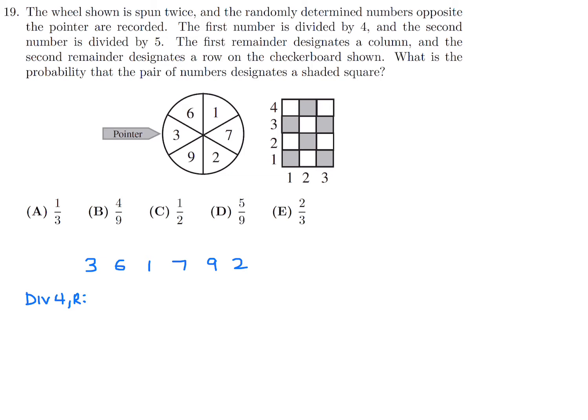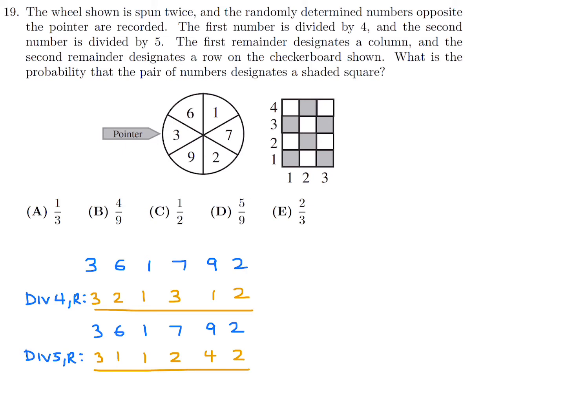All right. Well, what are the remainders when you divide by 4? Well, this remainder is 3. This is 2. This is 1, 3, 1, and 2. Now, I do the same thing. I spin it once more, and it can again land at any one of those. But this time I divide by 5 to get a remainder. And when I do that, I get the following numbers. I will get 3, 1, 1, 2, 4, and 2. All right? So I'm working with these guys.